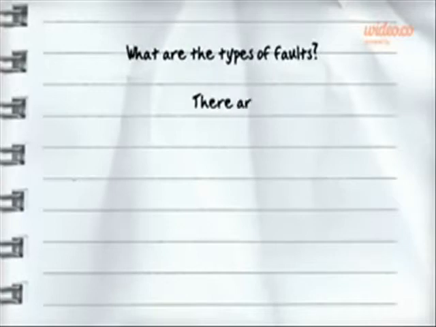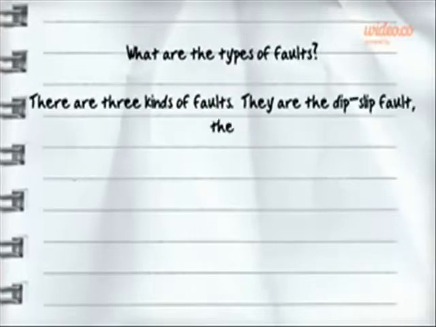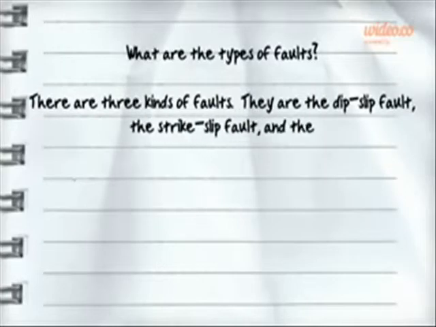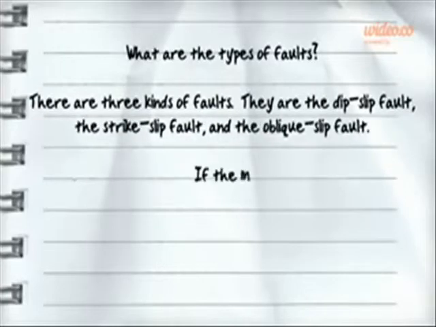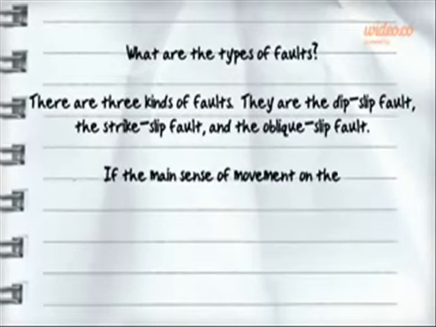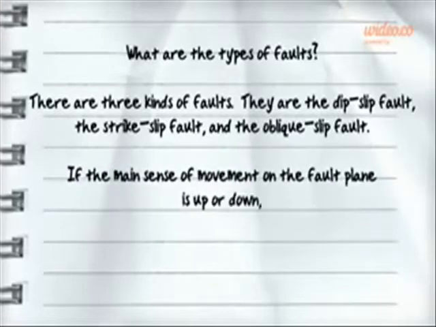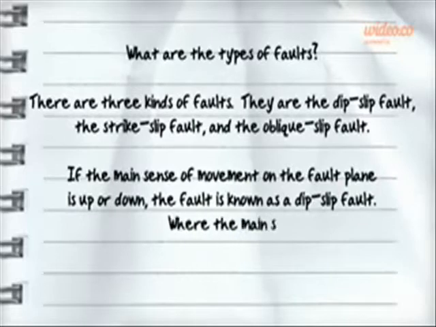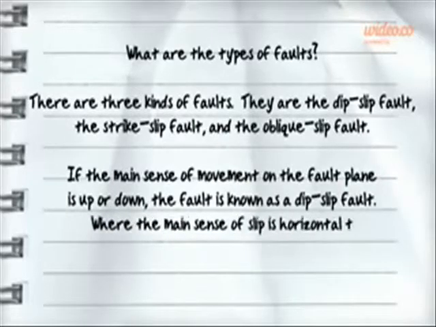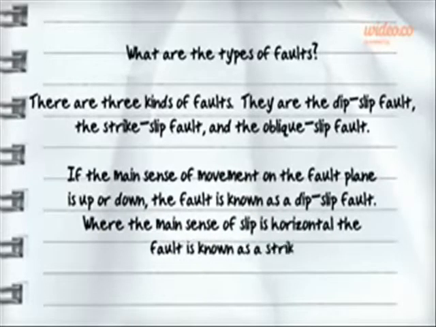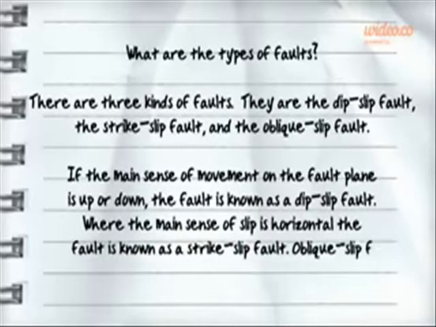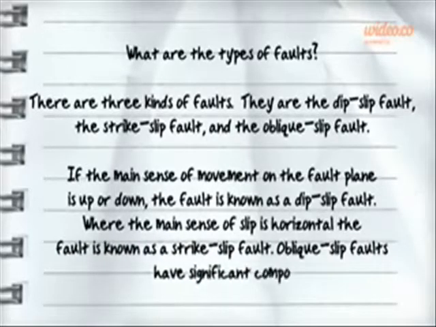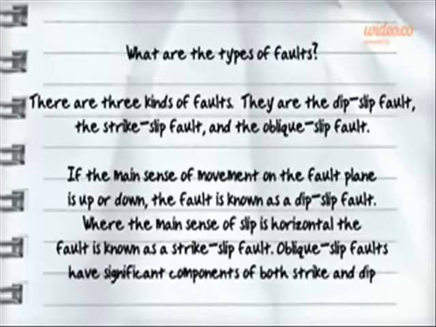What are the types of faults? There are three kinds of faults. They are the dip-slip fault, the strike-slip fault, and the oblique-slip fault. If the main sense of movement on the fault plane is up or down, the fault is known as a dip-slip fault. Where the main sense of slip is horizontal, the fault is known as a strike-slip fault. Oblique slip faults have significant components of both strike and dip-slip.